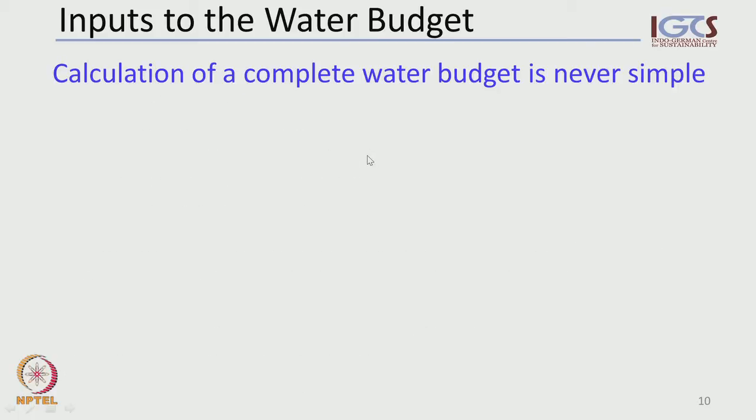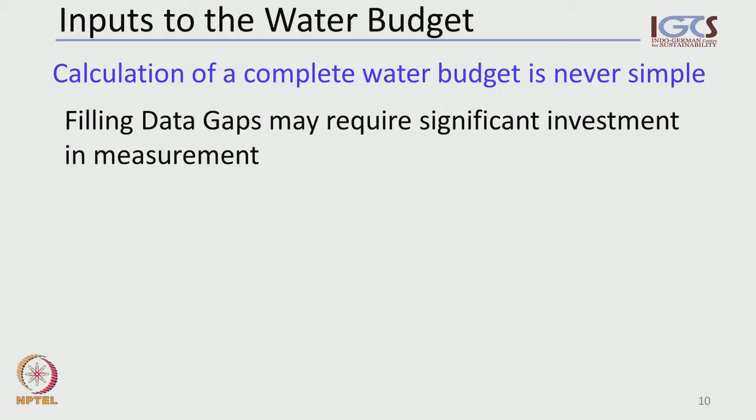So what we want to make clear here is that the calculation of a complete water budget is not at all a simple exercise. It is never simple, and it requires a lot of data. And filling those data gaps usually requires a significant investment in measurement, which means having equipment available, having a monitoring network in place, and possibilities to collect those data and analyze those data in the needed frequency.